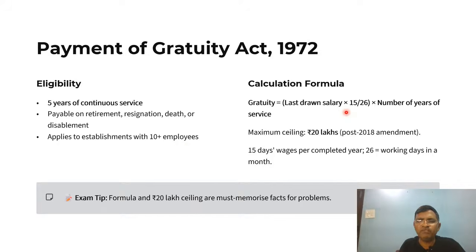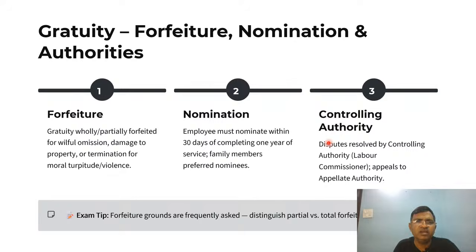The calculation formula here: gratuity equals last drawn salary into 15 by 26 into number of years of service. Then the ceiling is 20 lakhs, that is post 2018 amendment, 15 days wages per completed year, with 26 working days in a month. The formula and the 20 lakh ceiling are must-memorize facts for problems. Okay, remember this eligibility, remember this calculation for the Payment of Gratuity Act 1972. Then gratuity forfeiture, nomination, and authorities.